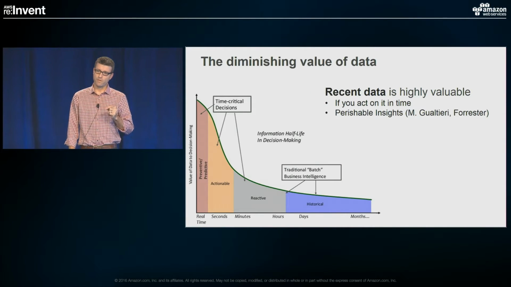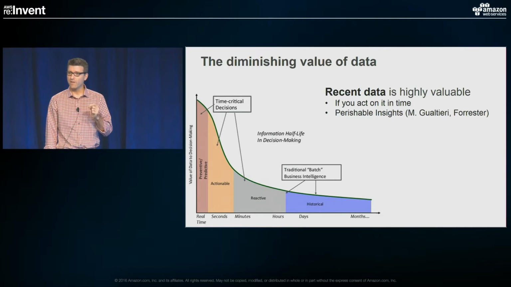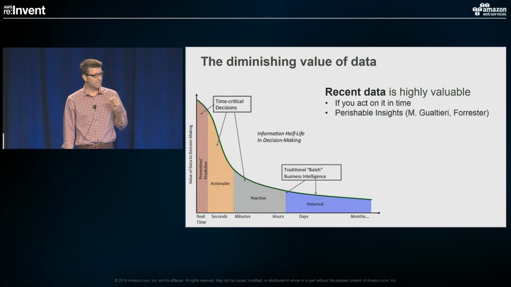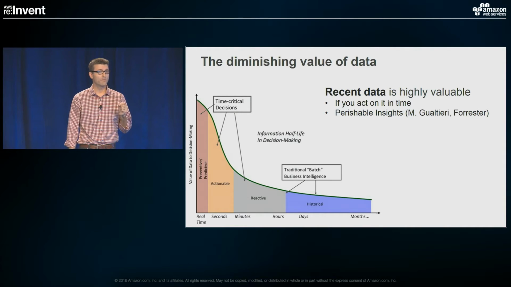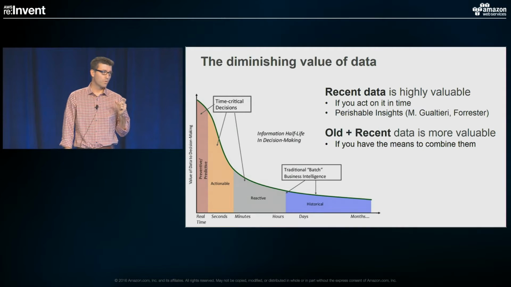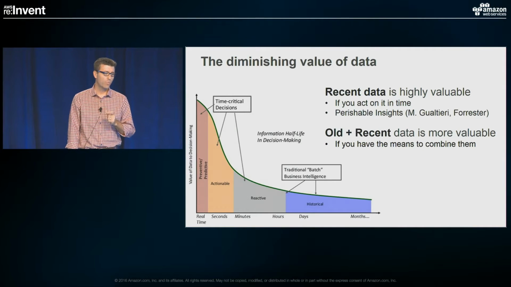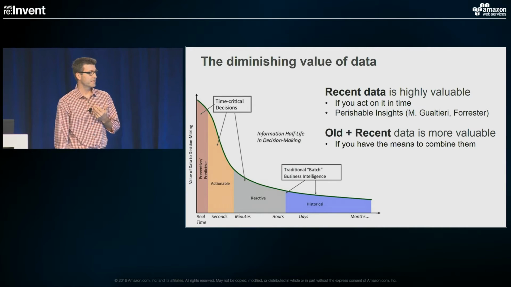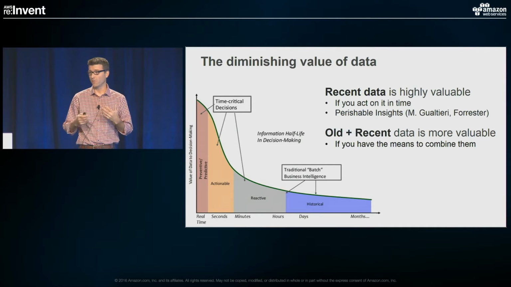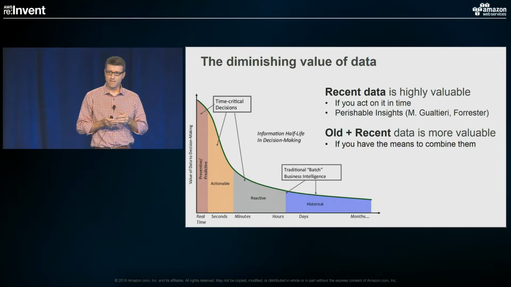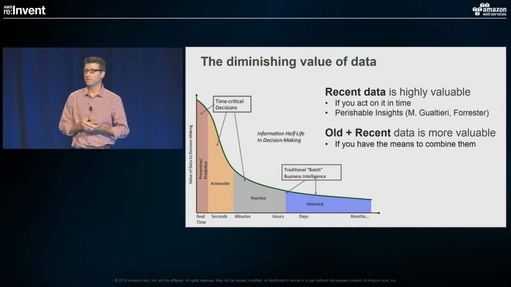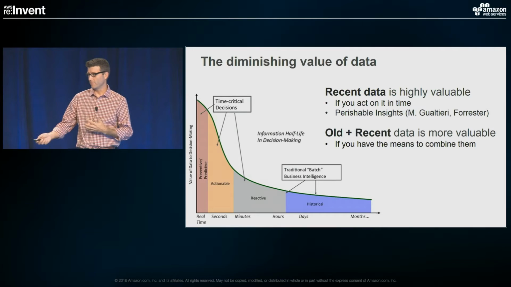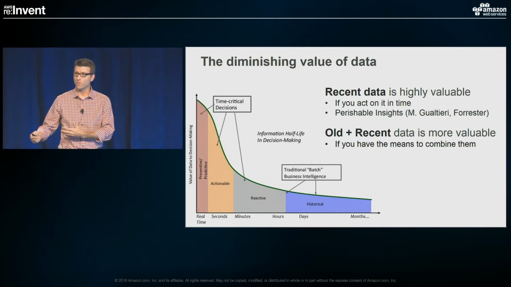But what is that data worth? How can you extract value from that data? Recent data is extremely valuable, but only if you can act on it in time. Old plus recent data is more valuable if you have the means to combine them. What we're looking at here, this chart, is from a really good white paper called Perishable Insights, created by Forrester. What's interesting about the white paper is they discuss exactly what I described: the value of data, if you can act on it immediately, is immensely more valuable than if you wait for a significant amount of time, maybe days or weeks, to process the data.